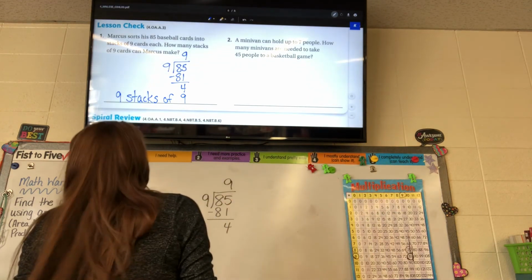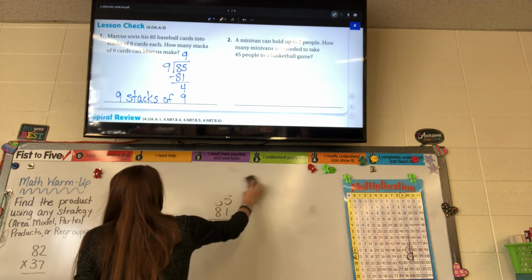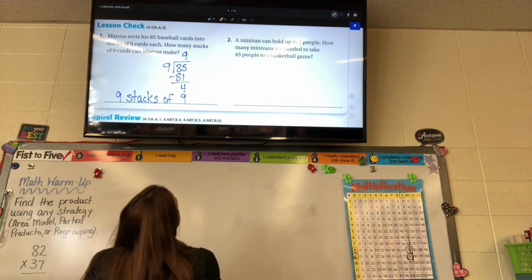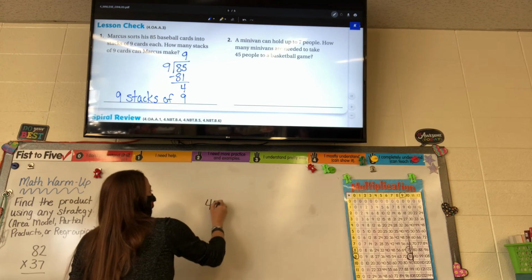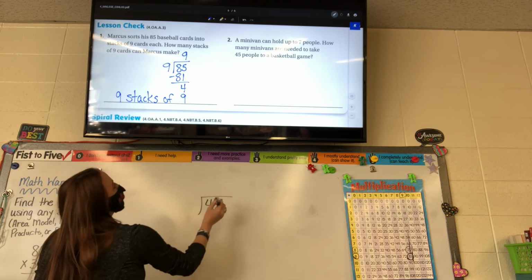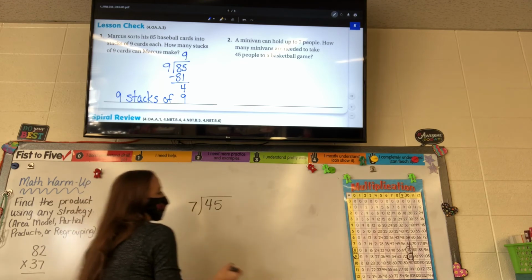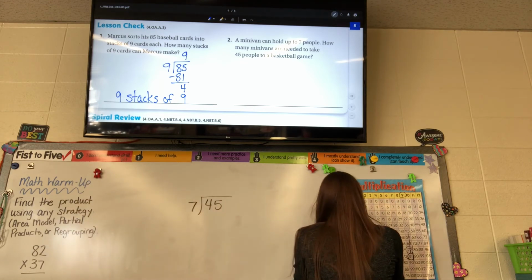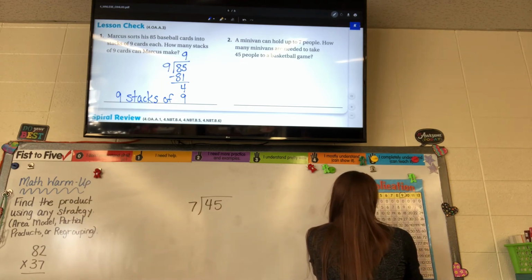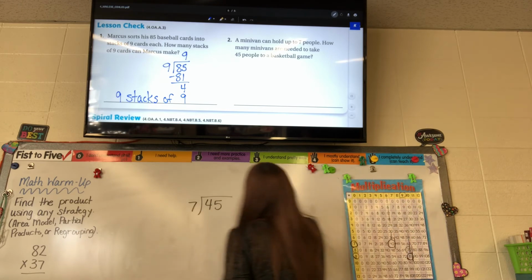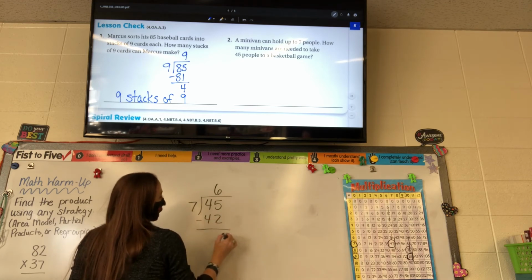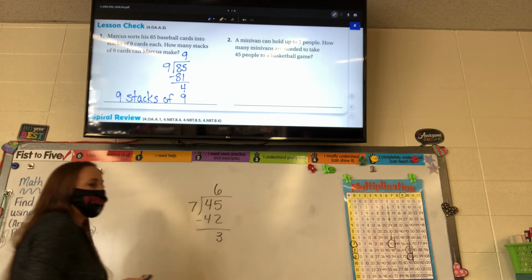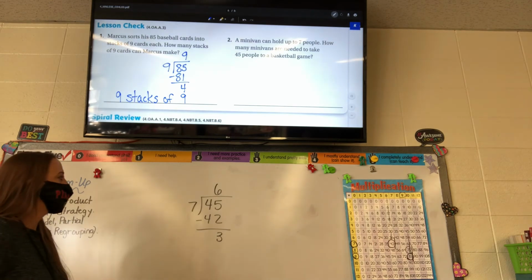Okay. A minivan can hold up to 7 people. How many minivans do you need to take 45 people to a basketball game? 45 people divided by 7. So we go to 7 row, we look for 45. It would be right after 42. Look to the left, go up. 6 on top. 6 times 7 is 42. 45 minus 42 is 3. So how many minivans would you need? 6 remainder 3.